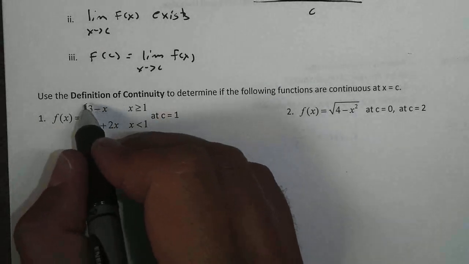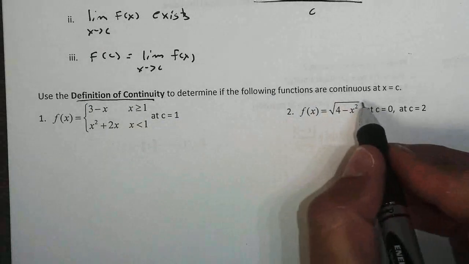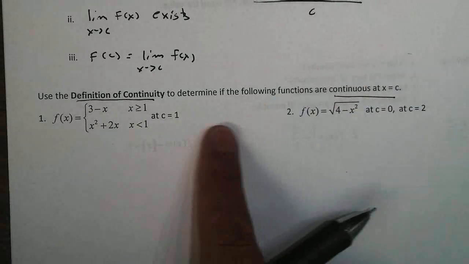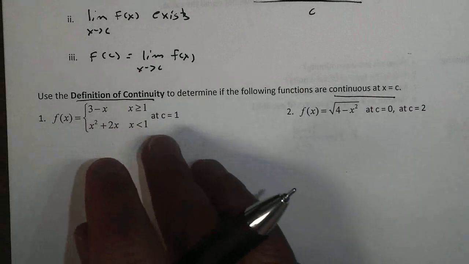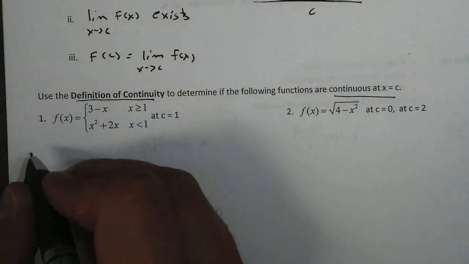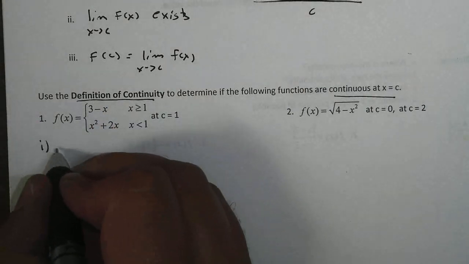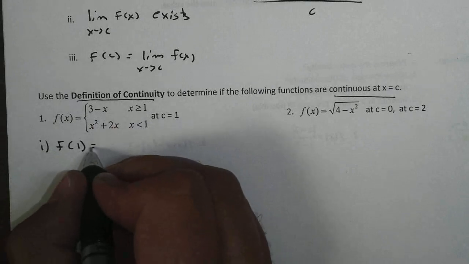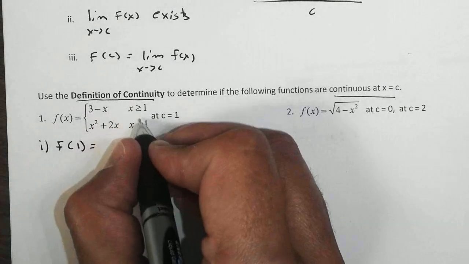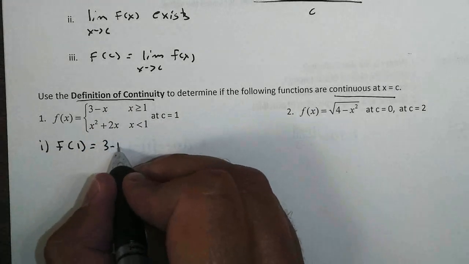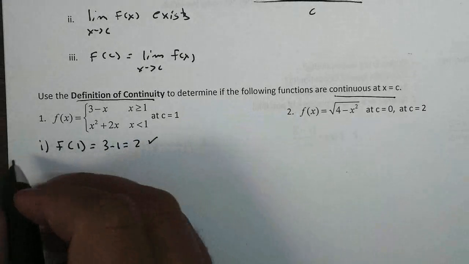Use the definition of continuity to determine if the following are continuous. Now I'm going to go through these pretty quickly. We saw this yesterday, so if you want to slow it down or pause it, go ahead. The first step, just check for the value. Well, that's where x equals 1. That's going to become 3 minus 1, which is 2. So we do have a value here.